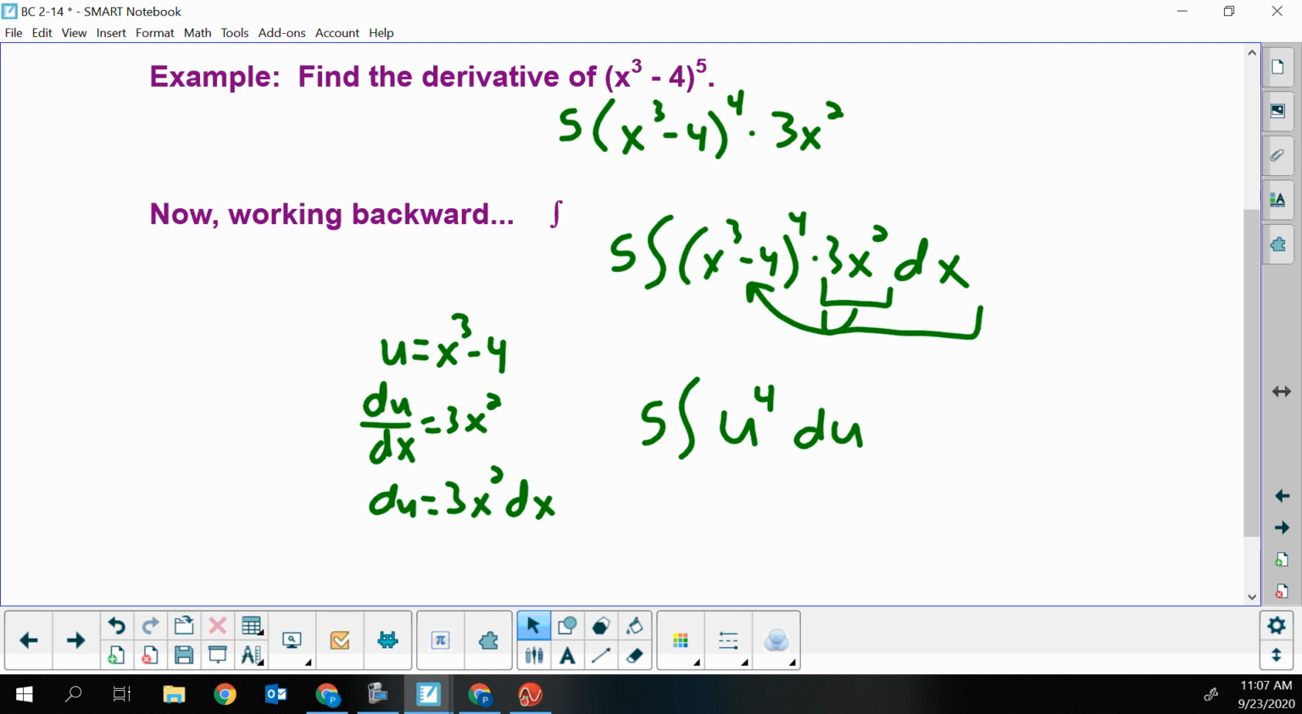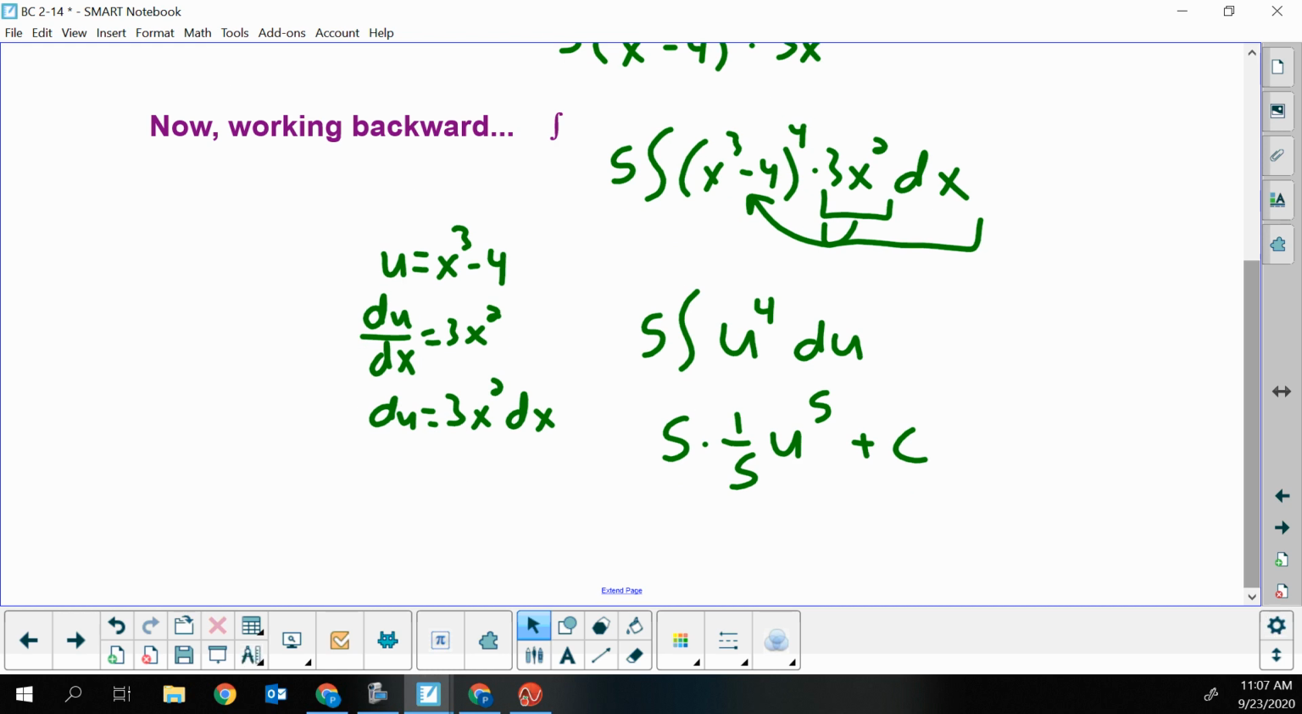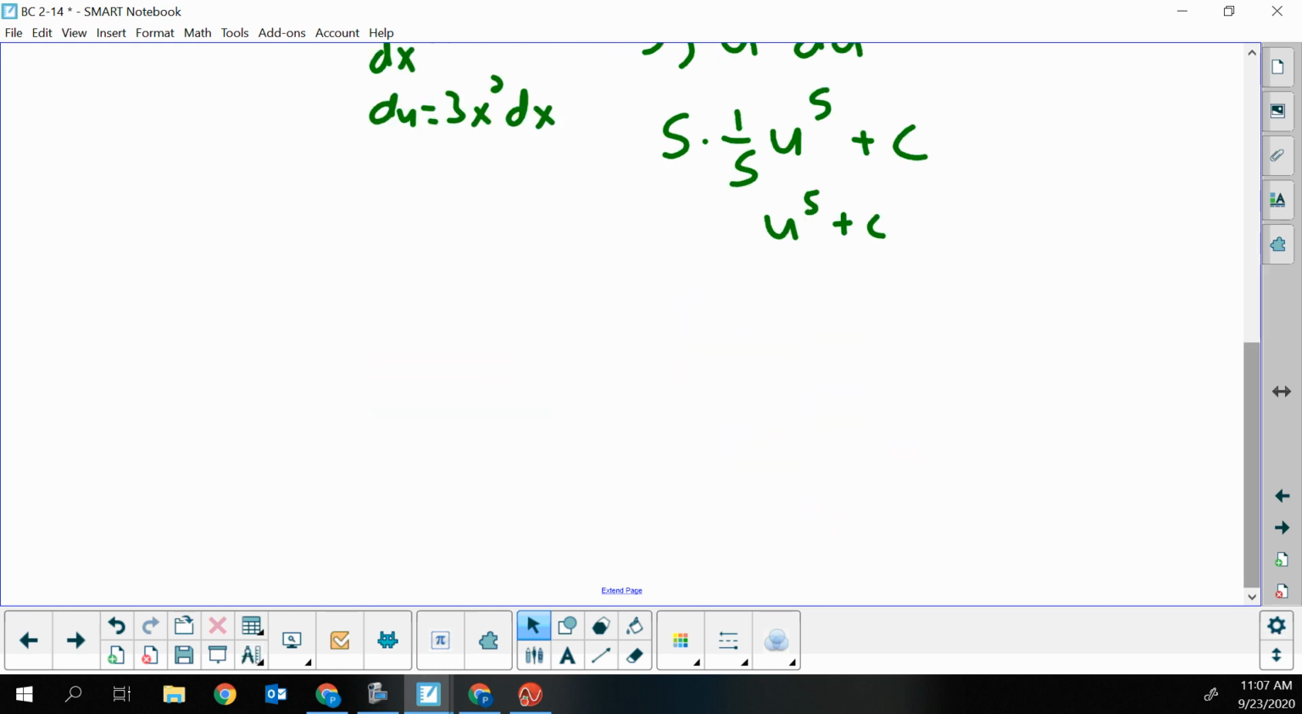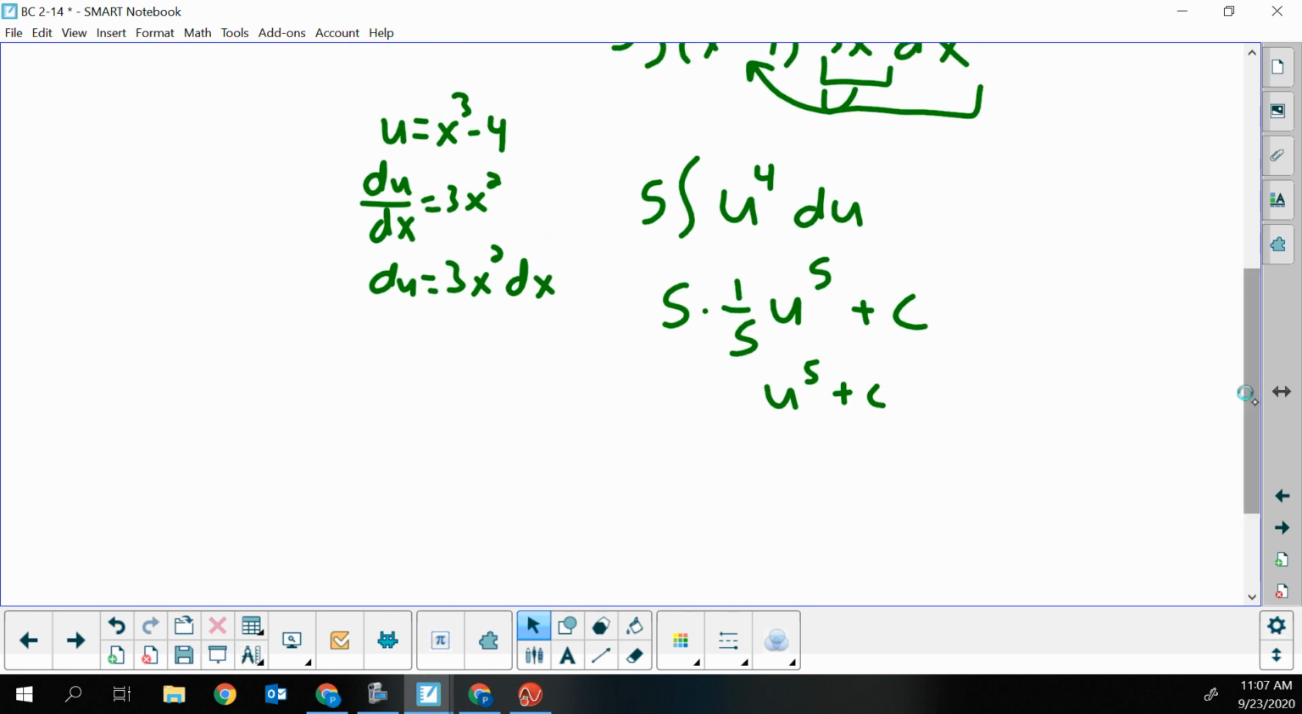Well, now let's just do our antiderivative for u's. So we'd have the 5, but then we'd have 1/5 u to the 5th plus c. If we neaten this up, this is just u to the 5th plus c. And your final step is you re-sub back in for u. So you replace the u with what it was equal to. So we get x cubed minus 4 to the 5th plus c. So that matches with what we had originally up above, just we had the plus c case where it was plus 0 technically.